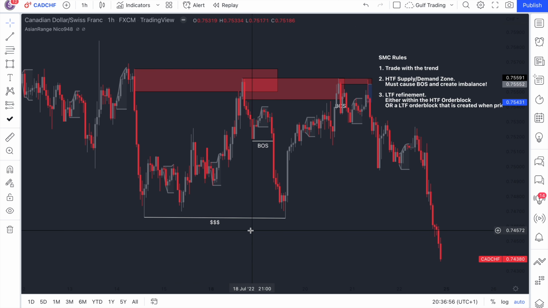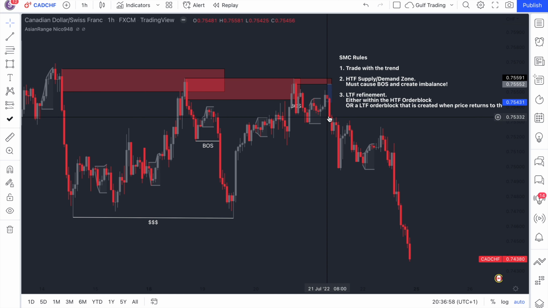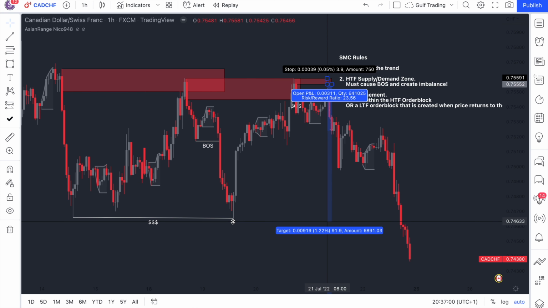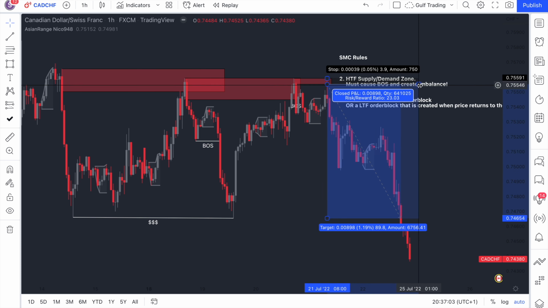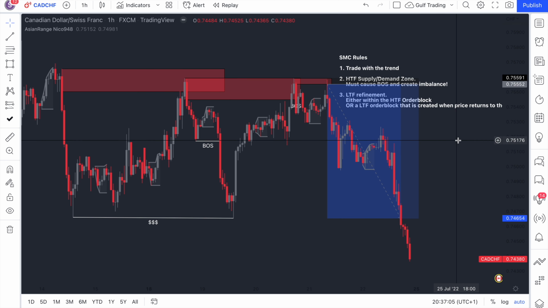And we call it sell side liquidity, that's what the SSL stands for, but target down here. So I did, and you've got yourself an easy 23%.